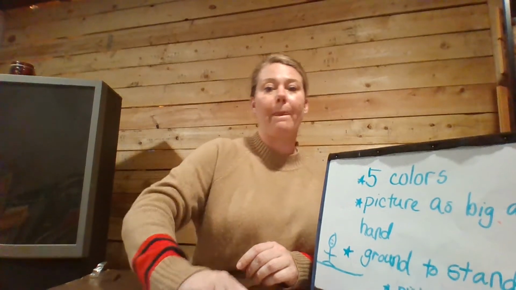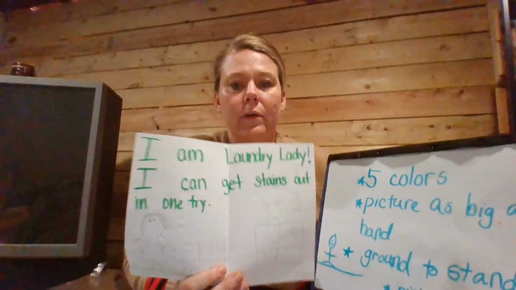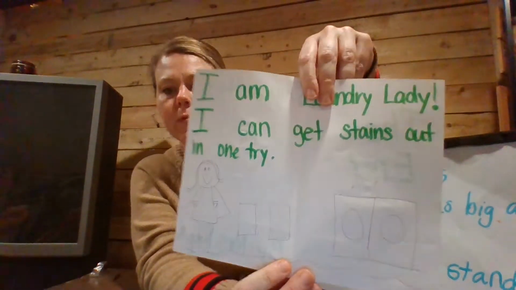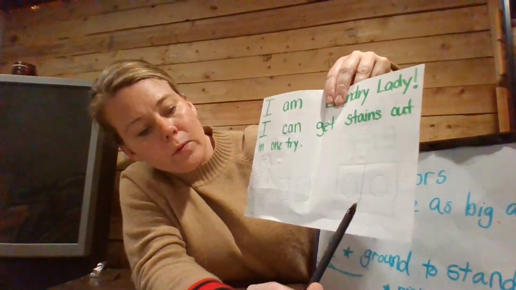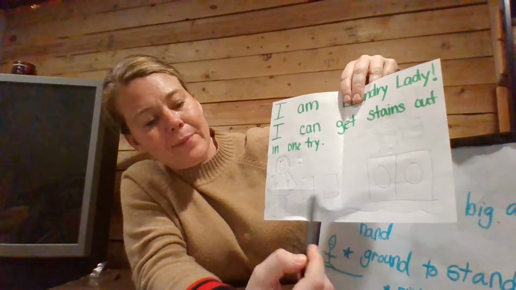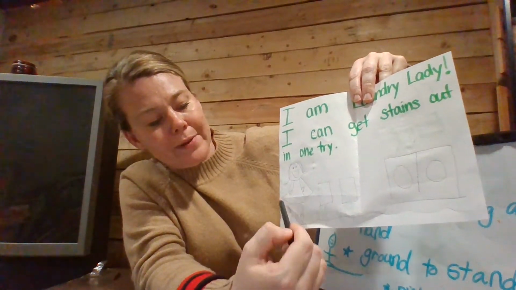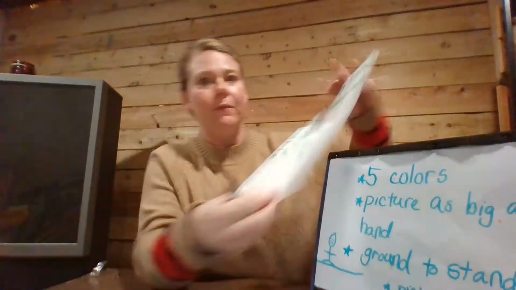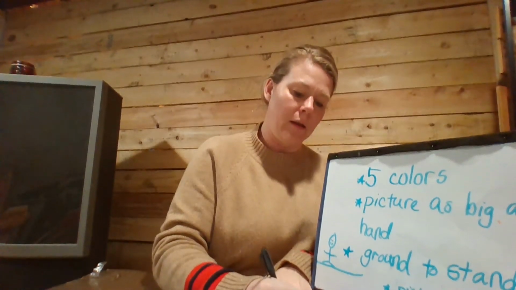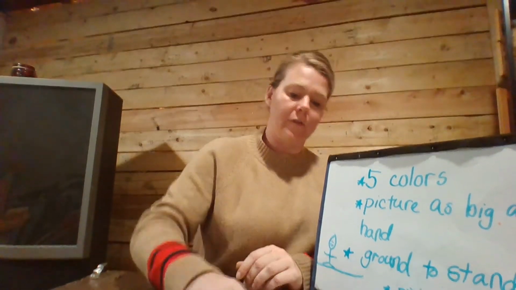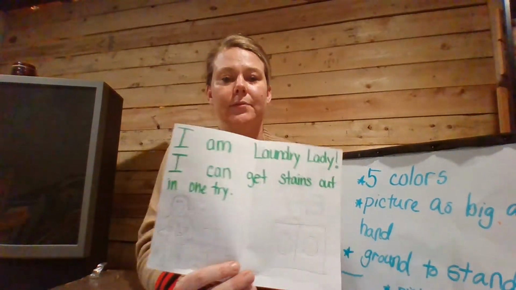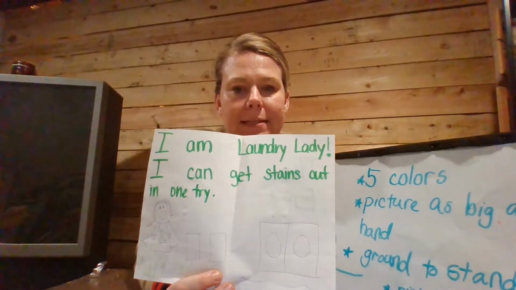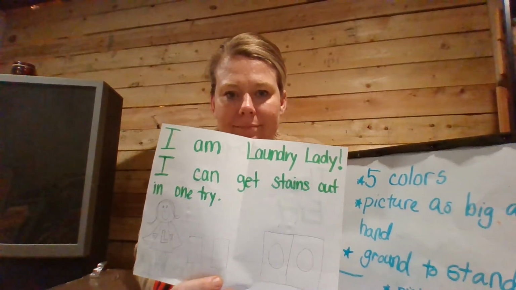Okay. So, again, I'm not going to color, but it's kind of hard to see. But if you see all my details, I did my washing machine, my dryer. I'm going the wrong way because I'm backwards. I have my laundry baskets. I have me with my superhero cape. I might even put a big letter L on the front of my shirt because I am laundry lady. Able to get stains out in one try.